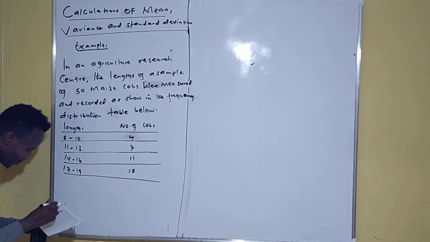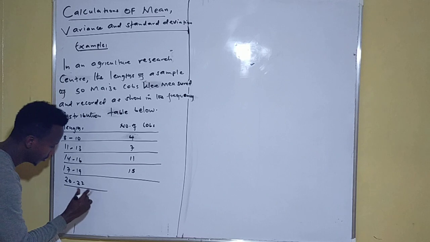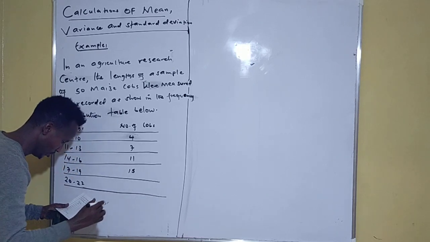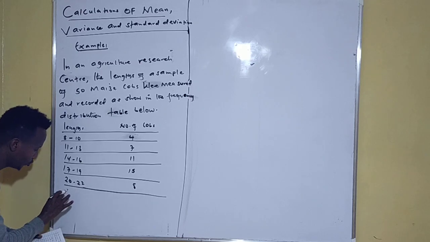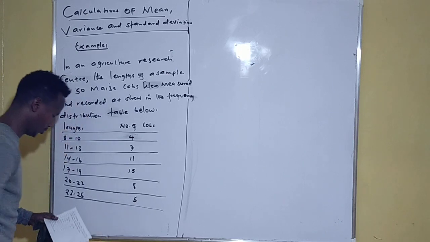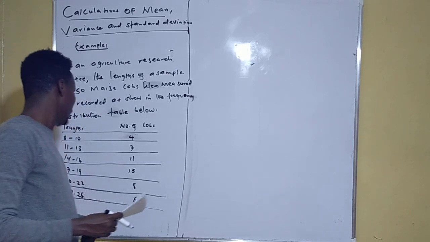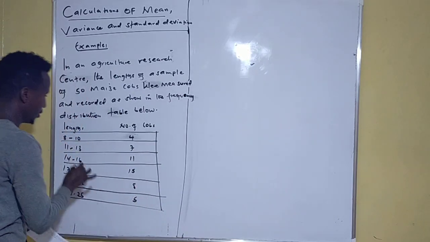Hey guys. Then we have 20 to 22, we have 8. Then we have 23 to 25. Then under that, we have what? We have 5 under that. So this is what's given. Let's close this table here.